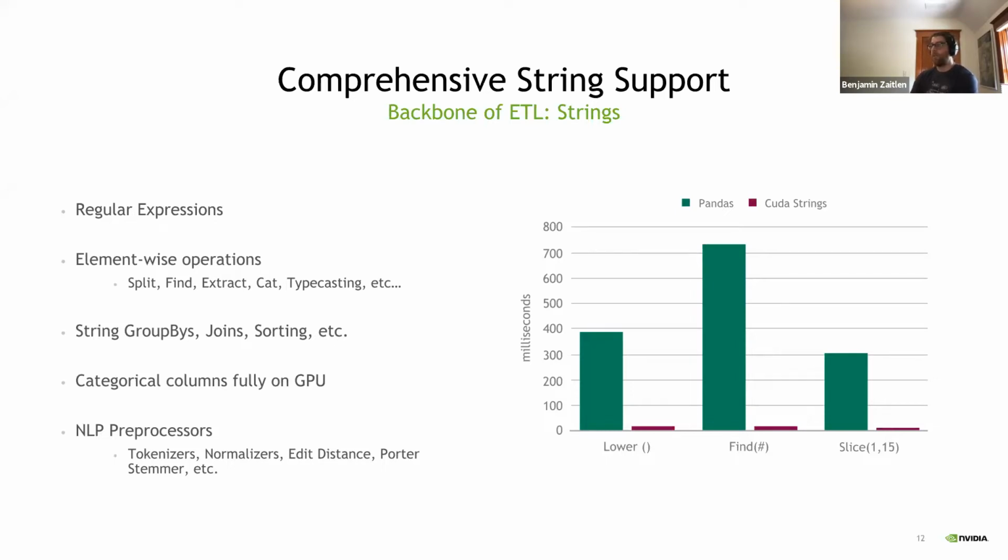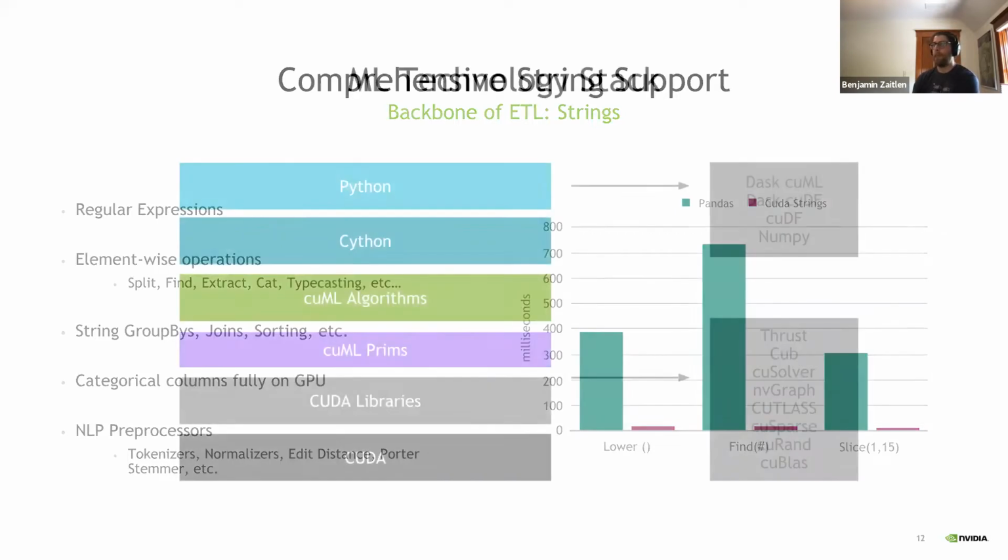So a major part of data science is not just time series analysis. At probably every institution, there will be some text manipulation that's required. And it's also not just lower, find, and slice, but more complicated things like NLP, traditional NLP things like tokenizers and things like that.